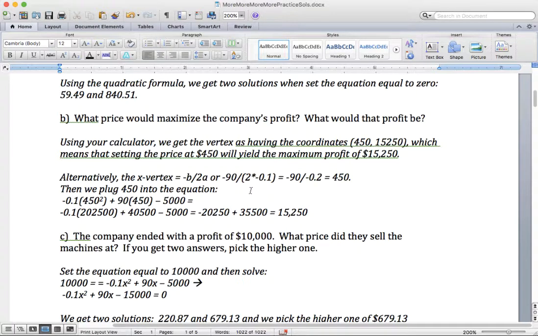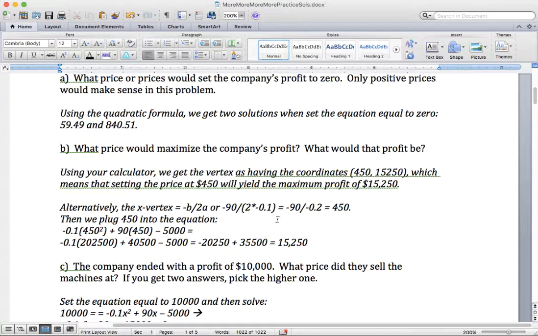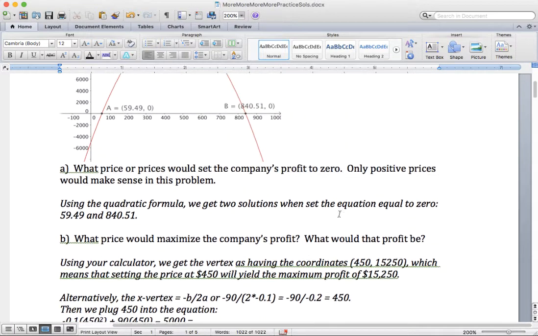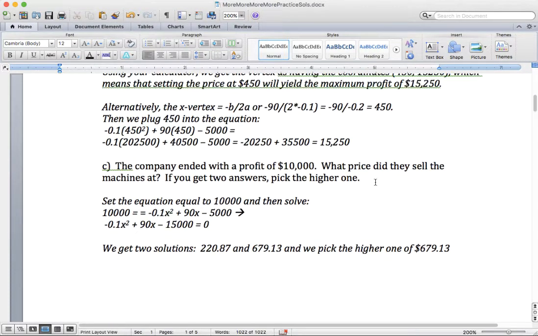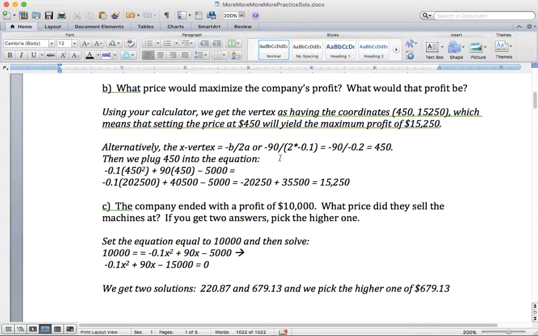If we just use the quadratic formula not plugged into your calculator, we would say that in the ax squared plus bx plus c, the x value of the vertex is, as we've talked about before, negative b over 2a, or negative 90 over 2 times negative 0.1. And again, that's because our b coefficient was 90 and our a coefficient was negative 0.1. And when we process that through, we get 450. And then to find the y value associated with that, we would plug that into our original equation. We would work that through and end up again with 15,250.